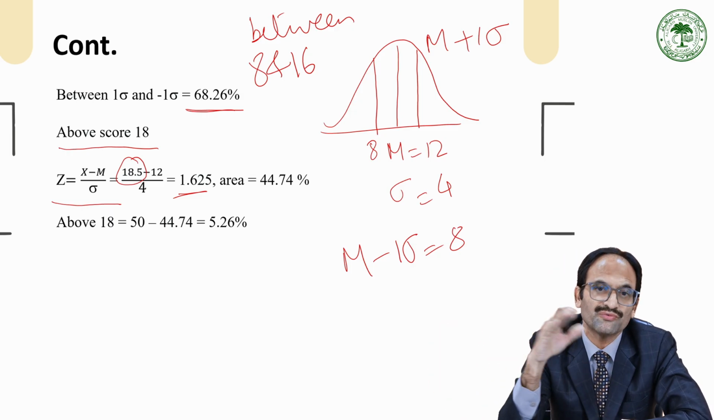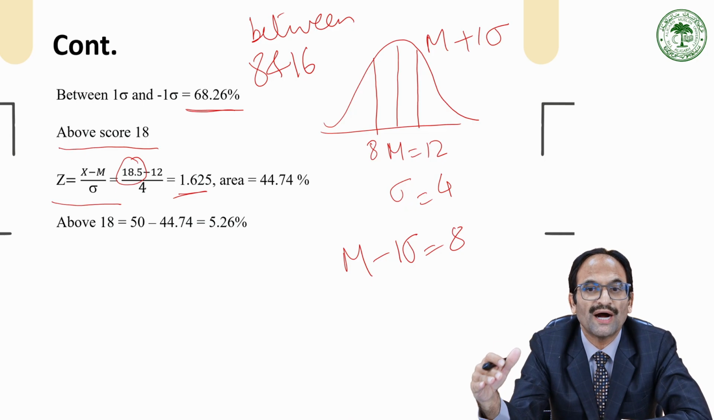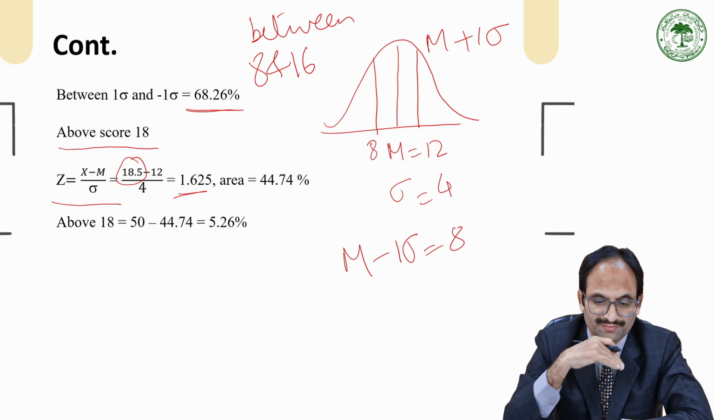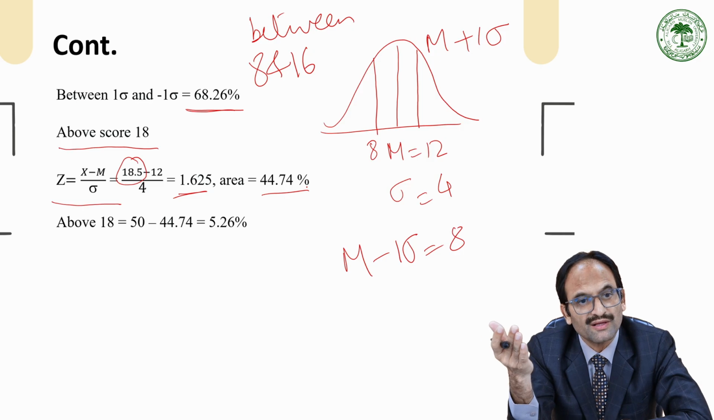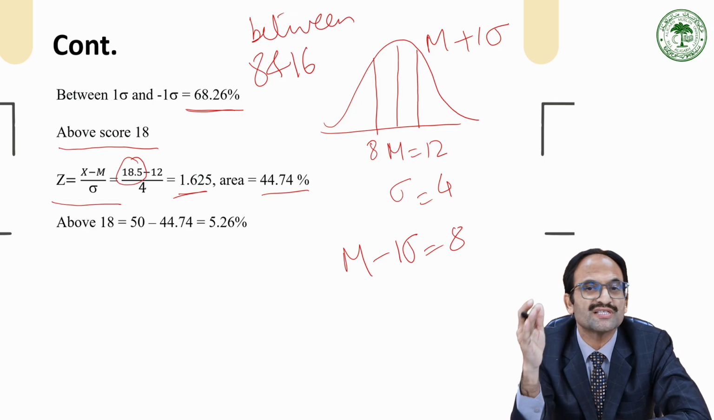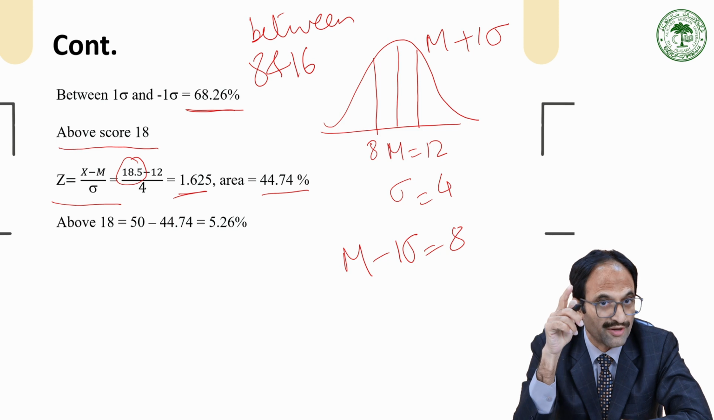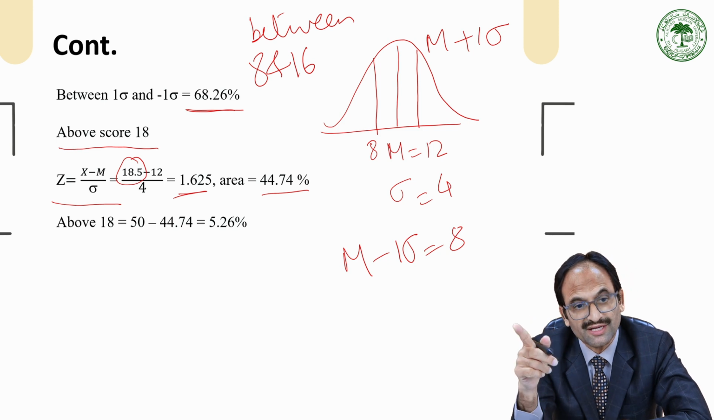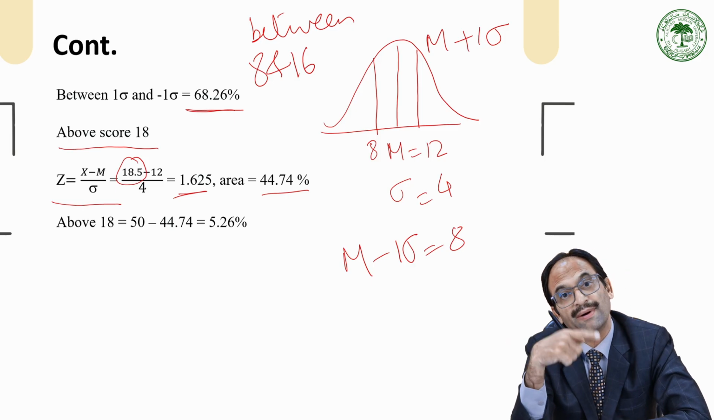So, the moment you see, you will find that it is 44.74. Note it. What I am saying is that corresponding to Z score 1.625, the area in the table is 44.74. Now, remember what you have to calculate? You have to calculate the percentage of cases above 18.